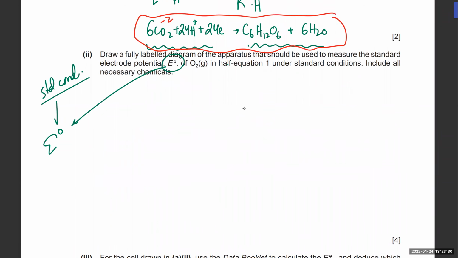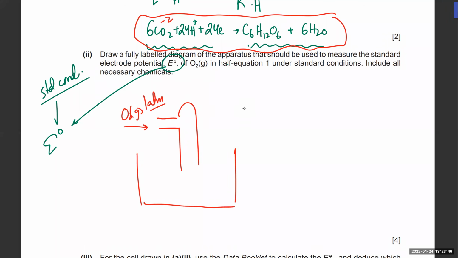Whenever there is a gas, O2 is a gas, right? So for a gas, you need a gas jar. So there's going to be O2 gas coming in at what pressure? At 1 atmosphere pressure, right? There's H plus 1 and water as well. So the solution will have H plus 1 ions, water aqueous. You don't have to write water because that's obvious when you write aqueous.